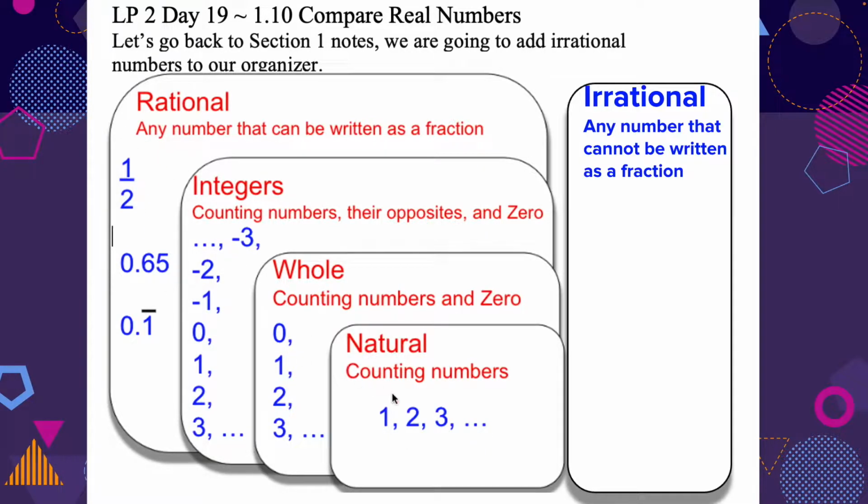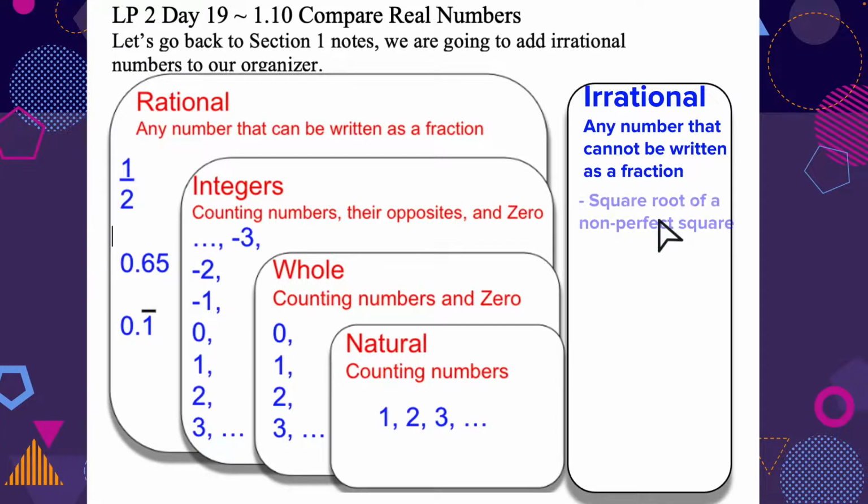What I want to do is add the irrational numbers section, because any number that can't be written as a fraction would come over here to the irrational part. So this is any number that cannot be written as a fraction. Make sure you fill that label in there. And we have some examples. Let's see if it'll come up.